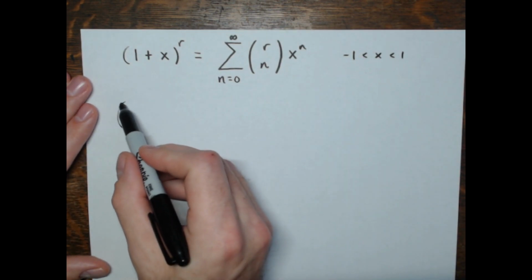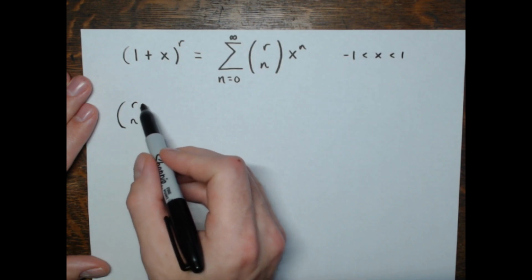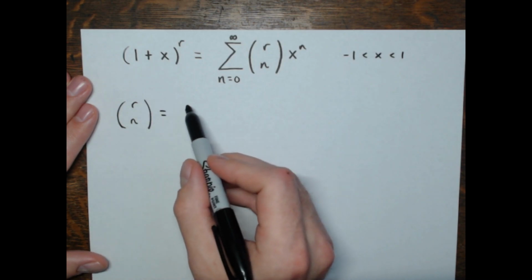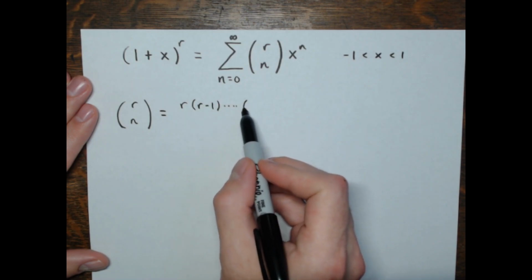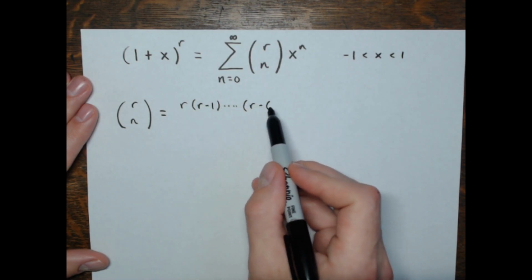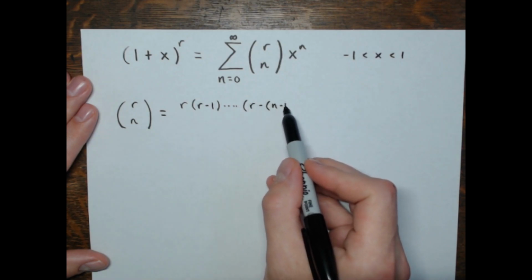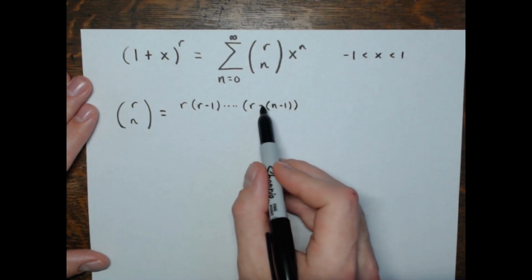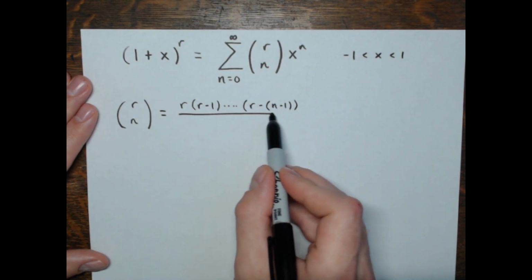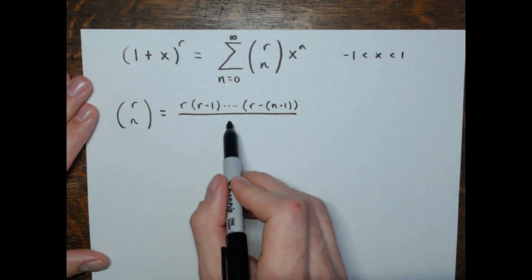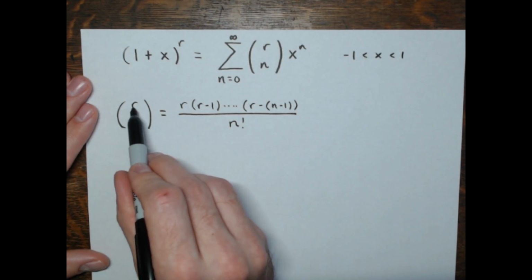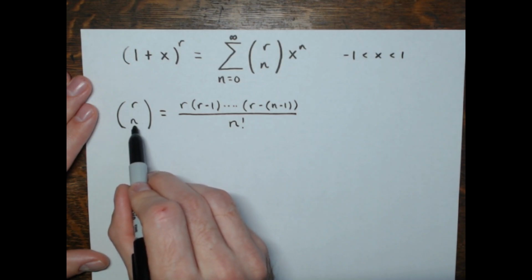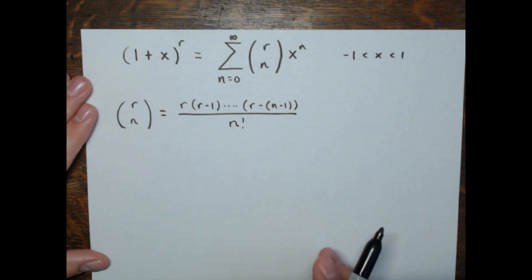And this R choose n, and just to refresh your memory from the last video, this is R times R minus 1 times all the way down to R minus 1 less than n. So R minus the quantity n minus 1, or if you distribute the negative, R minus n plus 1. All that in the numerator. And then n factorial, right? N is going to be a whole number here, 0, 1, 2, 3, 4, whatever. R can be any real number. N is some whole number. And you got n factorial in the denominator.